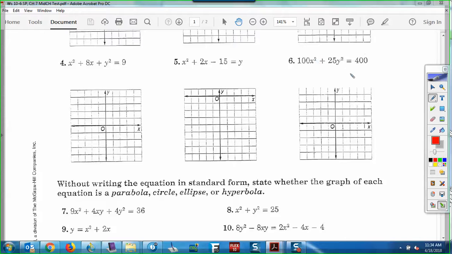It's got an x squared and y squared. They're both positive, so that rules out hyperbola. So it's got to be an ellipse. And since the 100 and the 25 are different, it's not going to be a circle, right? If they were the same, it'd be a circle, okay? And so let's just look at that.